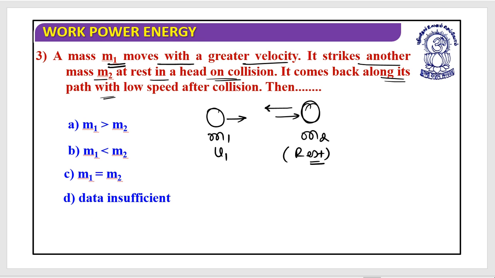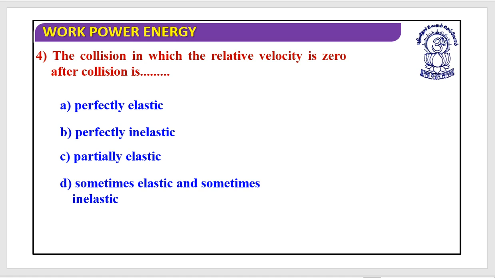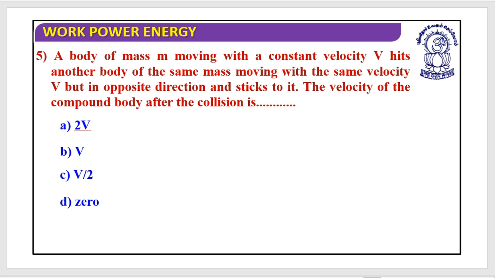I hope this is clear. Great. Try it yourself. Next, the collision in which the relative velocity is zero after collision. Yes, after collision the relative velocity is zero. They are perfectly inelastic collisions. Both the objects are moving with the same speed in the same direction. So it is perfectly inelastic. Great. Let's move to the next question.